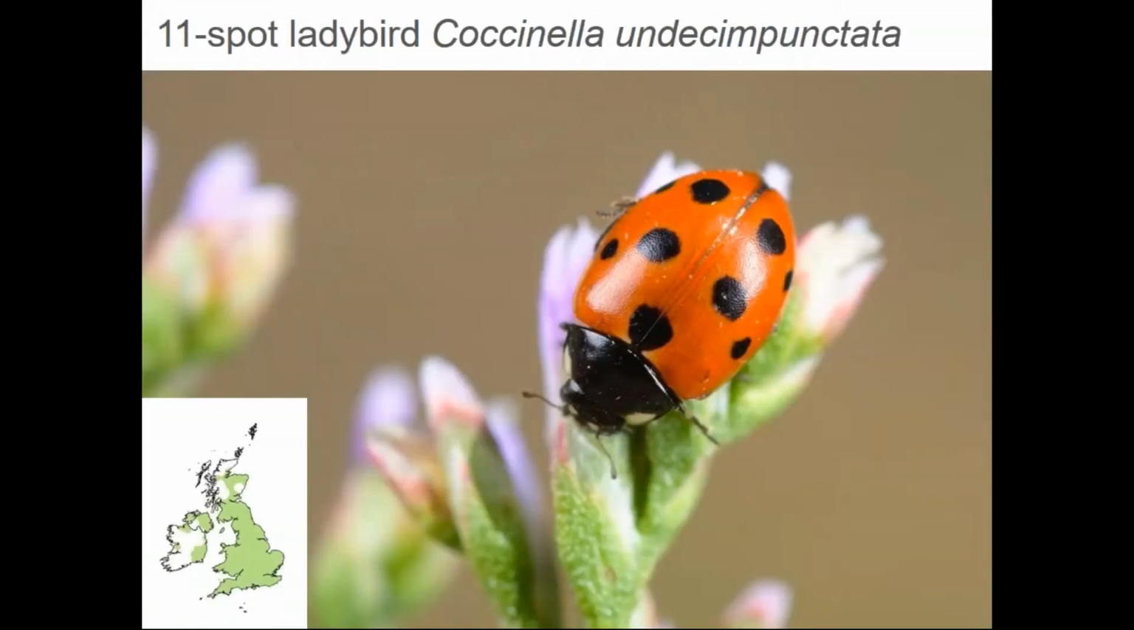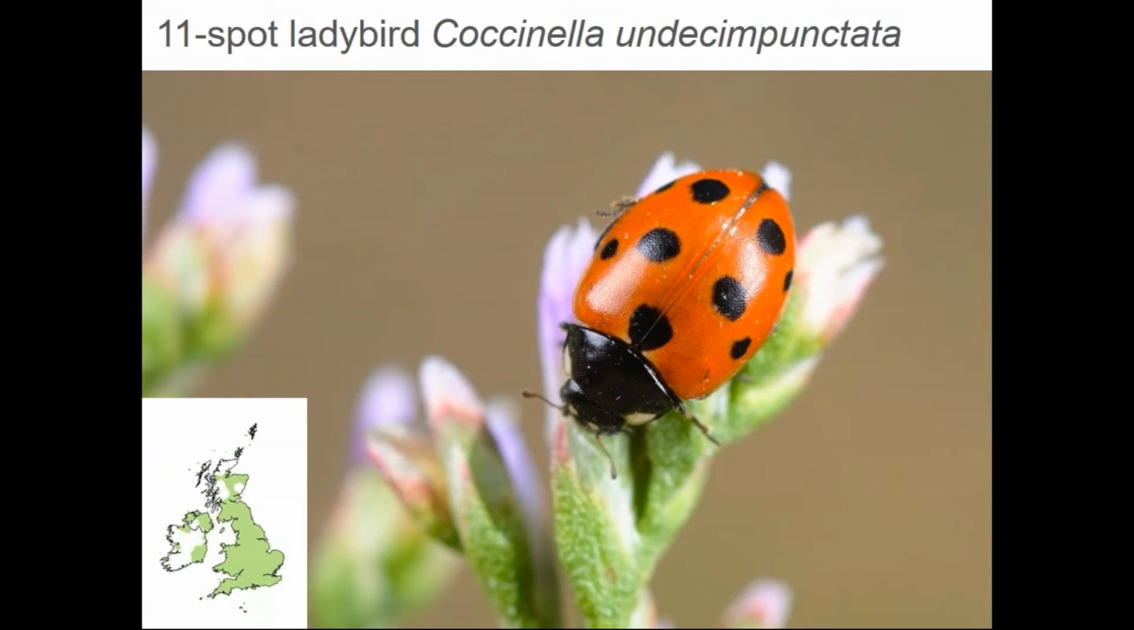So we thought we'd move to some of the slightly less common, and the 11-spot ladybird, which is the first one that I'm mentioning here, Coccinella undecimpunctata, is relatively common. It seems to become a little less common over time. Certainly when I was a child, I was seeing it a lot more, and more often than not nowadays we're seeing it in coastal locations.